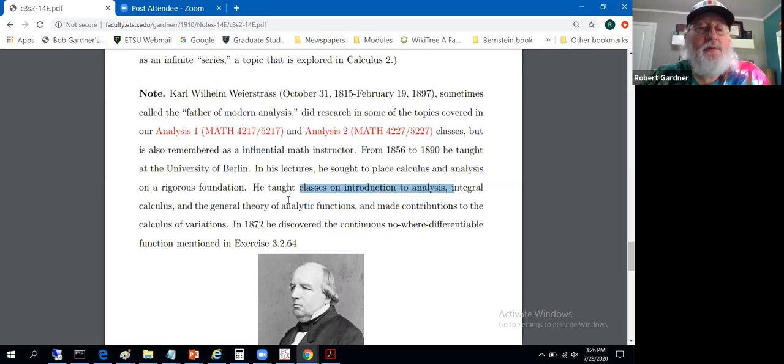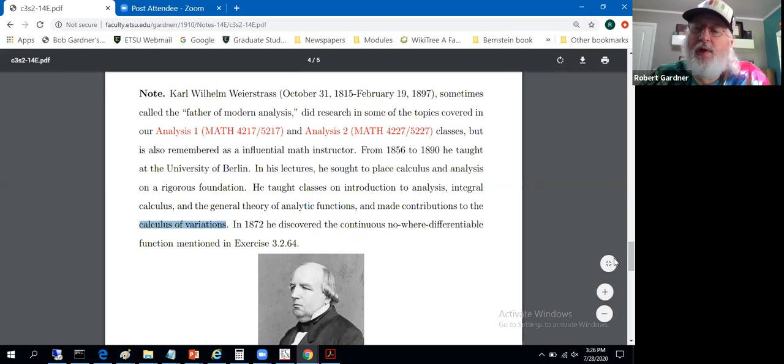Integral calculus, you know, that's mostly what Calculus 2 is, about the first half of Calculus 2. General theory of analytic functions, that relates to the series stuff. You'll touch on these ideas in Calculus 2. In fact, this idea of an analytic function, a function with a series representation. And something called calculus of variations. This calculus stuff's pretty useful.